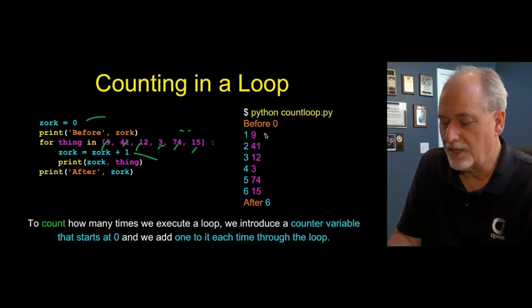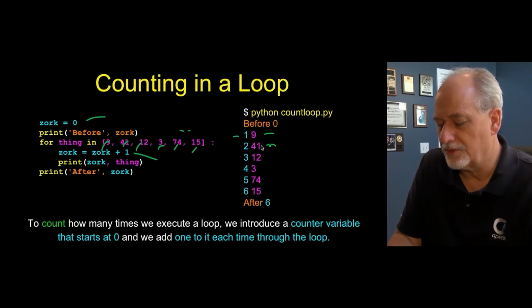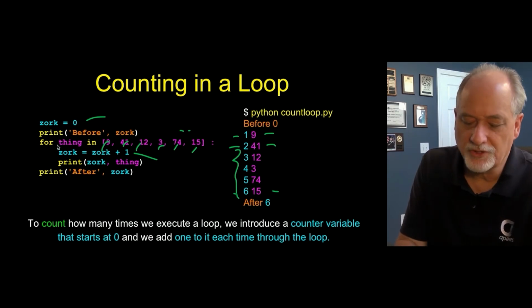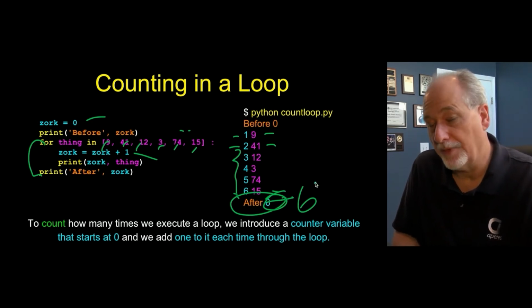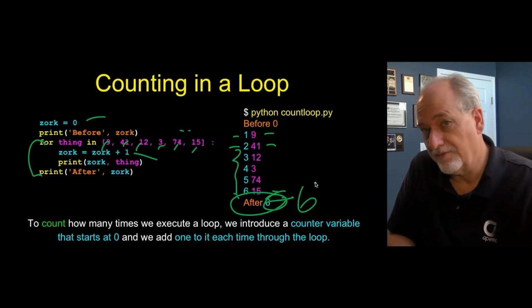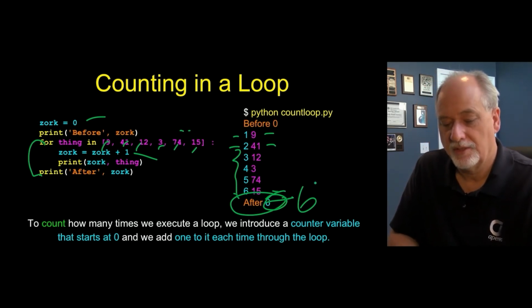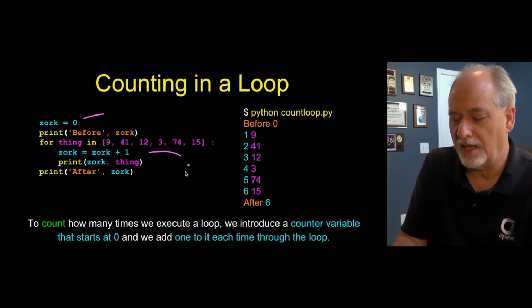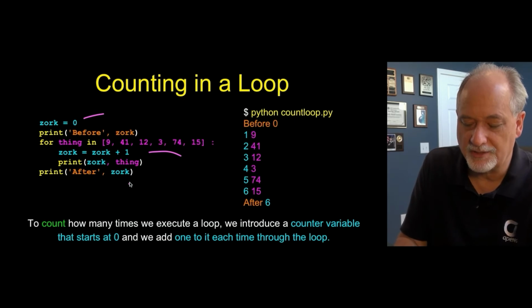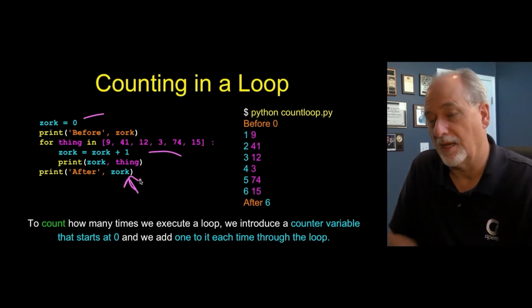So, we see the 9 and Zork is 1. See 41, Zork is 2. And Zork is 6 when we see the 15, and the loop stops. And we print out afterwards, and 6 is then the ultimate count that we got. So that's very, very simple. The pattern is very simple. Set it to 0 at the beginning, add 1 to it, and if you run that enough times, then this is how many times that happened.